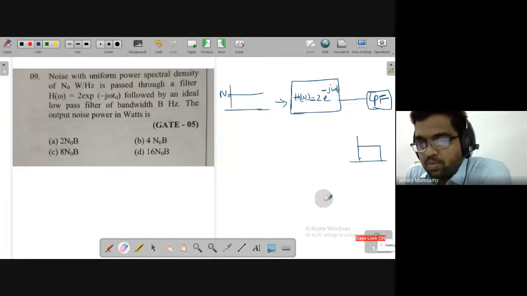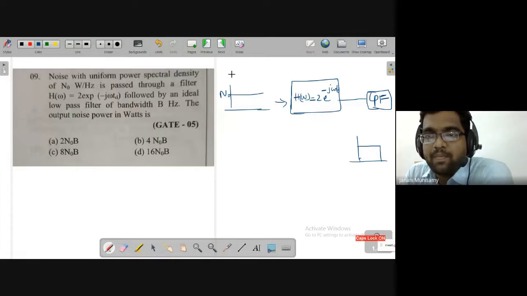So first of all, this noise is passed through this system. Whether it is noise or signal, it is passed through some system. Yesterday I gave you one formula. Say this is the power spectral density of the noise at the input side, say Sn(f). What will be the noise power at the output of the system?